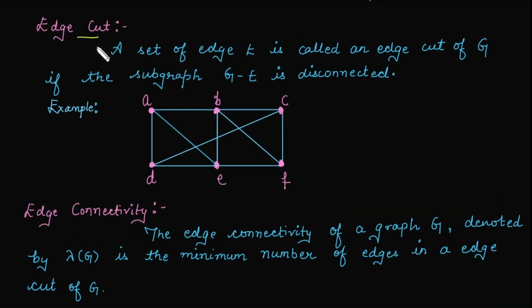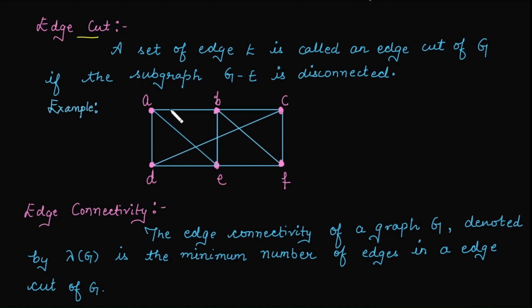Next is an edge cut. If by removing certain edges from the given graph we get a disconnected one, then that set of edges is called an edge cut. When you remove a single edge from the graph to disconnect it, it is called a cut edge. And if you remove more than one edge to disconnect it, that is called an edge cut. In this case, if you remove any single edge from the graph, you will not get a disconnected graph. So let's try to remove more than one edge in this graph.